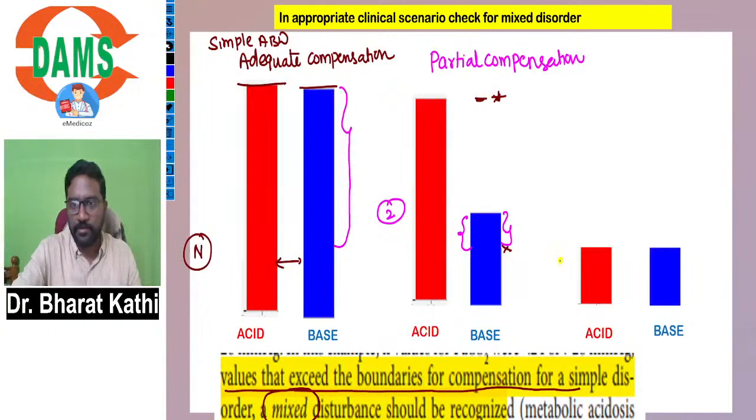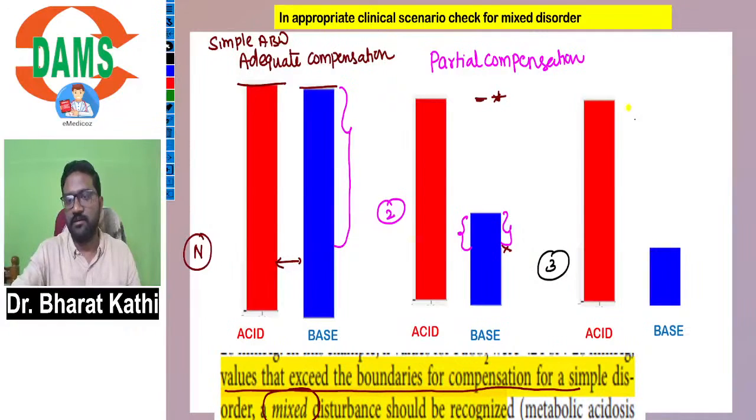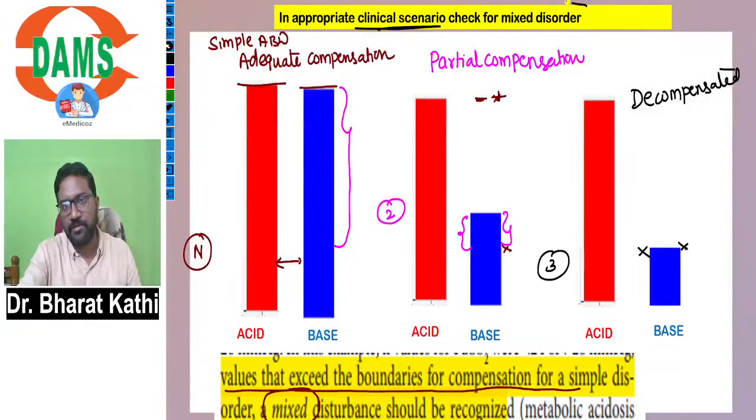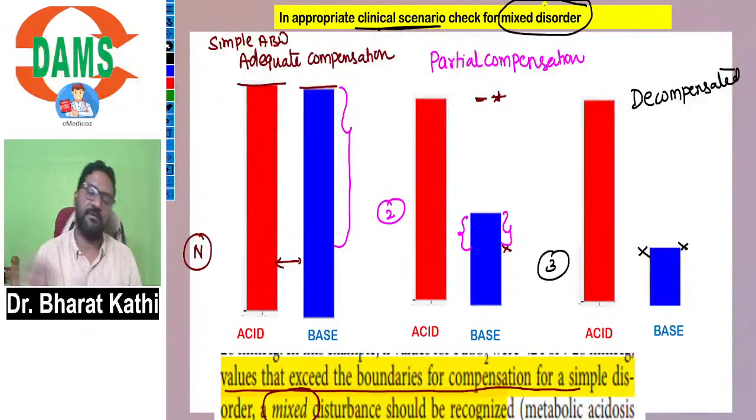Coming to scenario 3. In this also, because of some disease, acid has increased. Now what has happened? Base has not at all increased. This is called decompensated. So these are old terms. Now this has to be replaced whenever there is an appropriate clinical scenario. This has to be called a mixed disorder. So this is just for your knowledge.